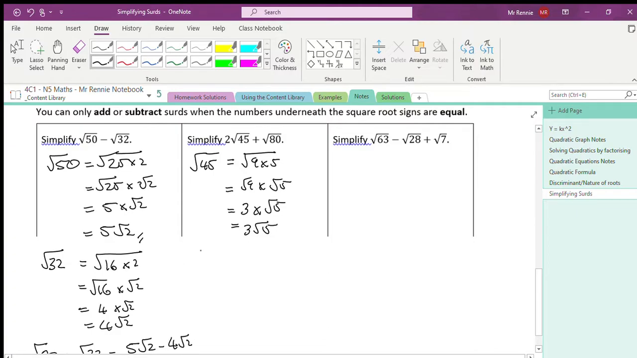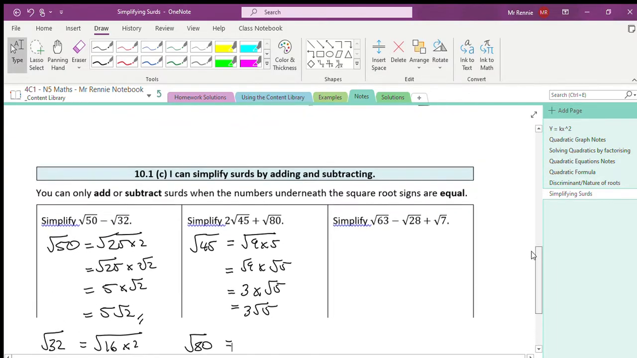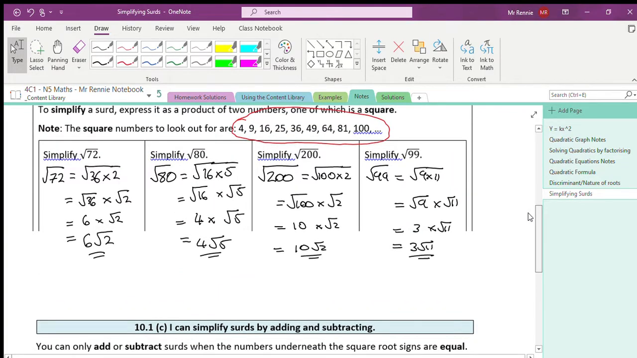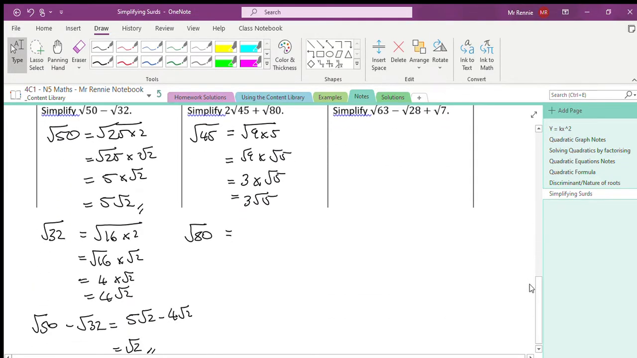And I need to do the square root of 80. Now, we actually did the square root of 80 in section 10.1 part A, so I'm not going to go through the working like I did at the top. I'm just going to show you that my answer will be 4 root 5. That's what we got as my final answer there, so I'm just going to jump forward with that.